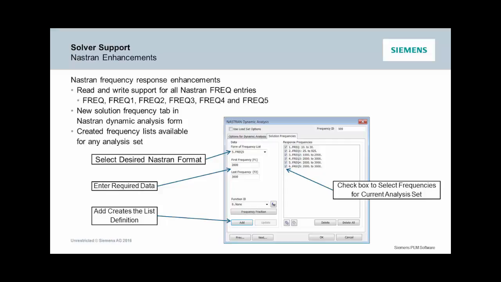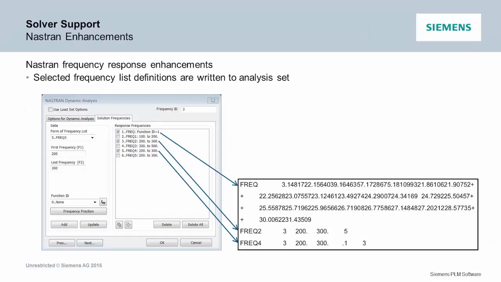So if you're a frequency response guy or a dynamics guy in Nastran, you should really appreciate using these. Just to give an example, if you pick certain ones in the analysis setup, those are the ones that go out, and we read these just as well as write these, so it'll bring in all the different FREQ cards from your Nastran bulk data files.